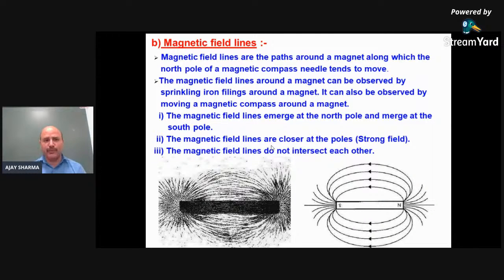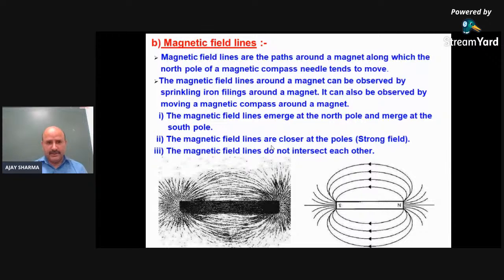Now the second point, if you can see, magnetic field lines are closer at the poles. Magnetic field lines being closer at the poles means it represents a strong field. So a strong field is created near the north and south poles, and in between, if you see, the spacing between the lines increases and it represents a weak field. So in the center outside, you can see there is a weak field, and near the poles there is a strong field.